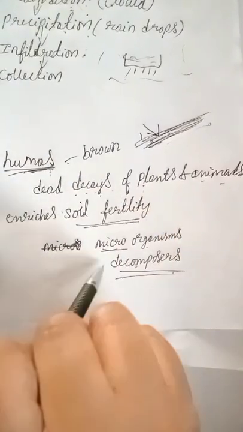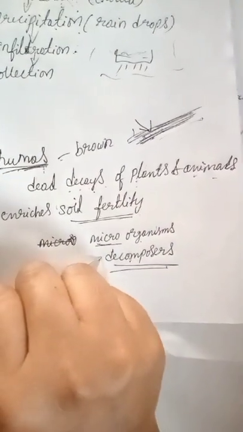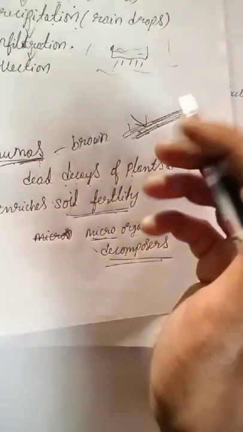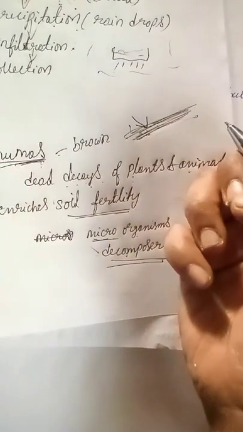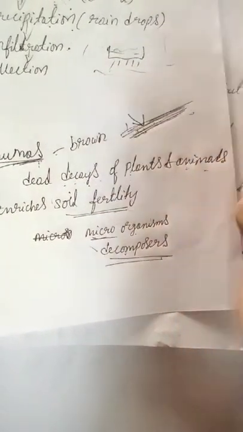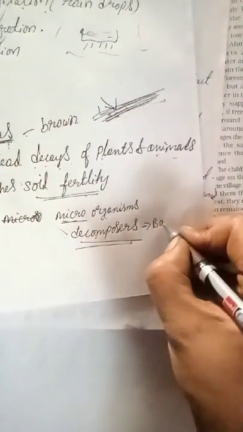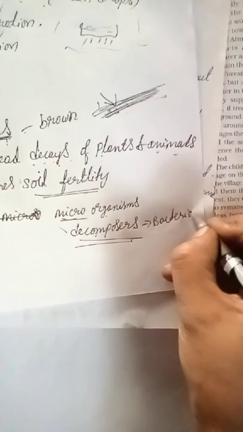ಇಲ್ಲಿ humus ಅಂತ ಯಾರು ಮಾಡೋದು? Decomposers, okay. So they feed on the dead bodies of plants and animals. A better example for decomposers you can give: bacteria, fungi.